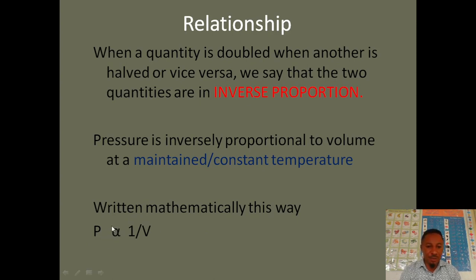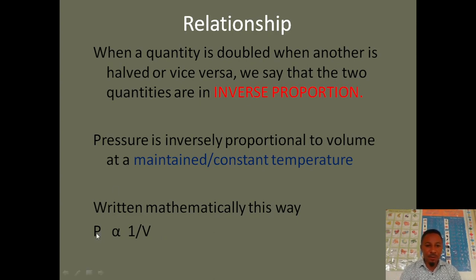Okay, so we write this relationship mathematically this way: P, this symbol here meaning proportional to, 1 over V. 1 over V means it's inverse. Of course, when I say find the inverse of something, it means I'm asking to find 1 over that thing. So P is proportional in an inverse way with volume. It means if I double the pressure, the volume will be half. For me to double the pressure, I need to take the volume of whatever the container is to become half of what it used to be.